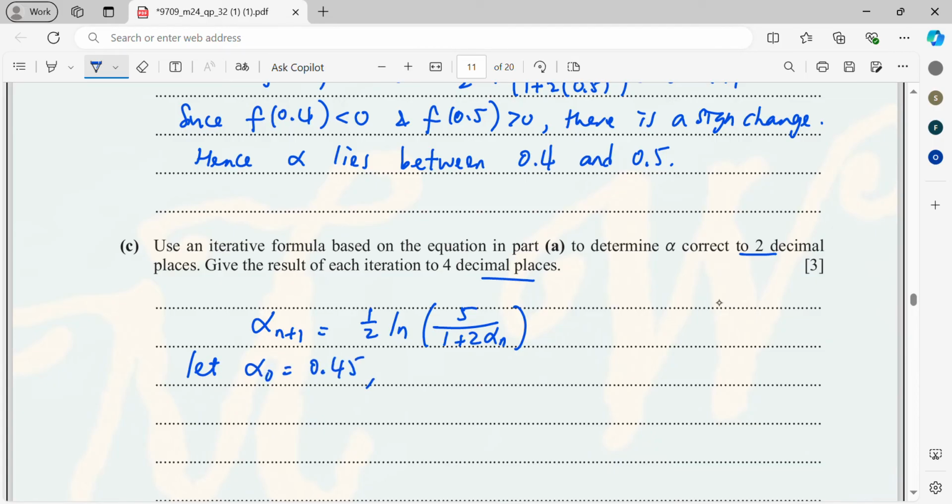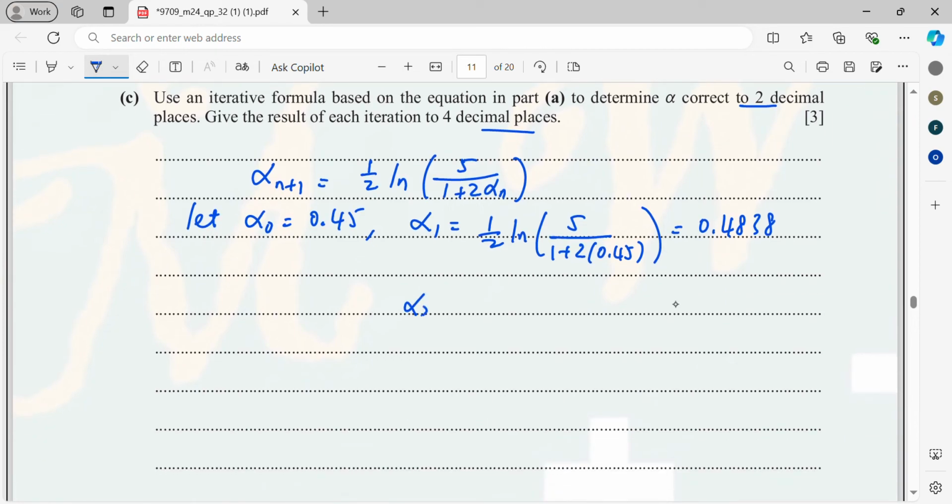Okay, with this, I can calculate my alpha 1. That is going to be half ln of 5 over 1 plus 2 times 0.45. Then this is going to be 0.4838. That is my alpha 1. And then for my alpha 2, that is half ln of 5 over 1 plus 2 times 0.4838, which equals 0.4663.